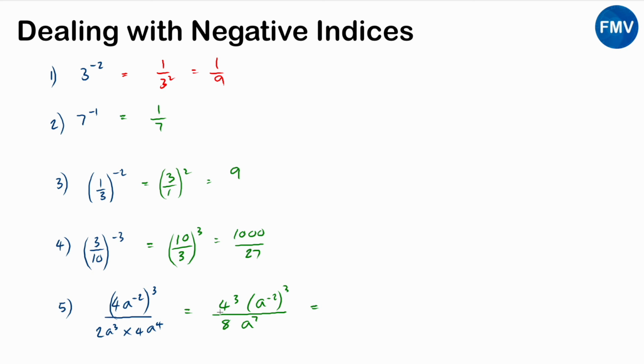Let's take this further. 4 times 4 times 4 is 64. This is raising to the power, so I'm multiplying these. So minus 2 times 3 is minus 6. We've got a to the minus 6, all divided by 8a to the 7. 64 divided by 8 is 8. Remember now you're doing division, so minus 6 minus 7 is minus 13. So we've got a to the power of minus 13.